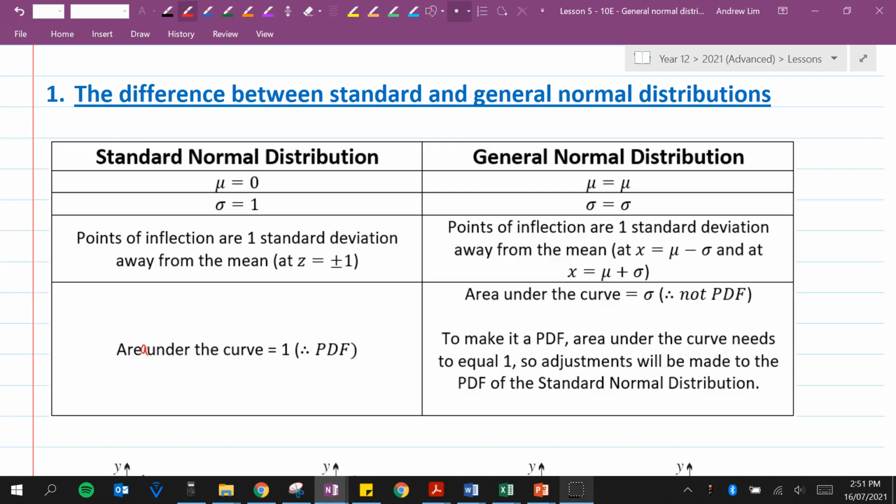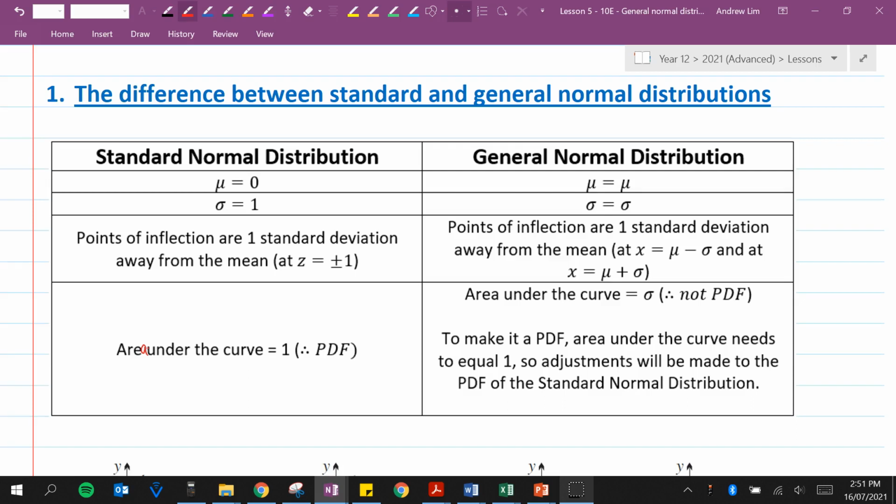Now, in a general normal distribution, the mean is just the mean. It might not be 0. It could be 23. It could be minus 15. The mean is whatever the mean is. Same with the standard deviation. The standard deviation is not necessarily 1. It's just whatever the standard deviation is. It could be 2.7. Actually, standard deviation is never negative. It could be 7.